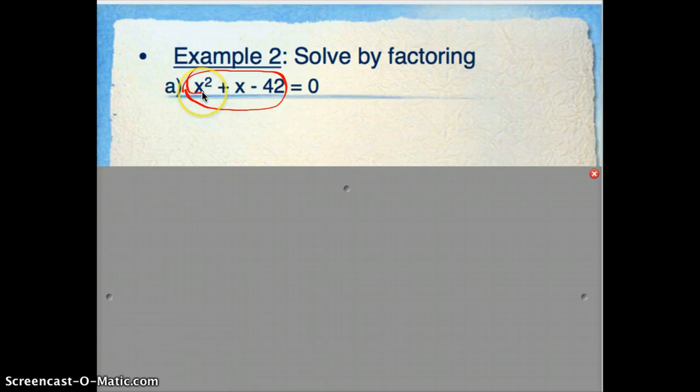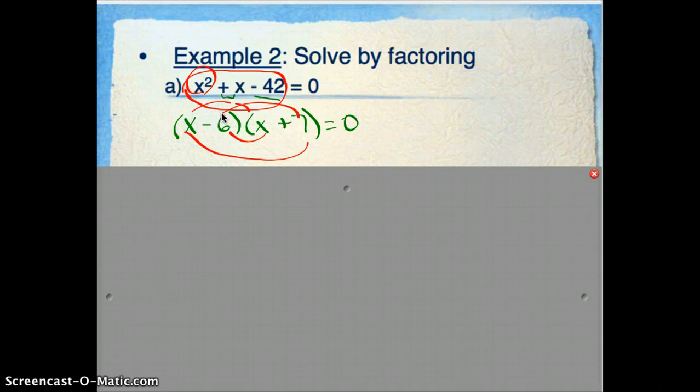So conveniently, this has a coefficient of 1 there, so I know that I'm looking for two numbers that multiply to negative 42 and add up to 1. So I'm thinking 6 and 7, and one of them is going to be positive, one's going to be negative. It should be x minus 6 times x plus 7 equals 0. Okay, x minus 6 times x plus 7 equals x squared plus x minus 42. If you weren't sure, you could always distribute that out and make sure, but it does.